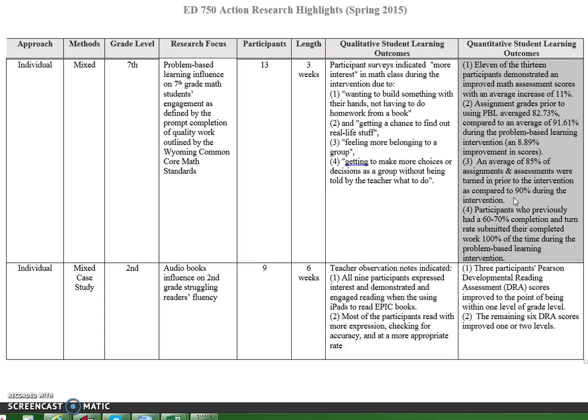So this person is not saying that for all seventh grade students everywhere in the United States, that this person should use problem-based learning and expect this kind of numerical result. Basically what she's saying is that in this seventh grade class, for her students during this 3-week period, this is what happened.